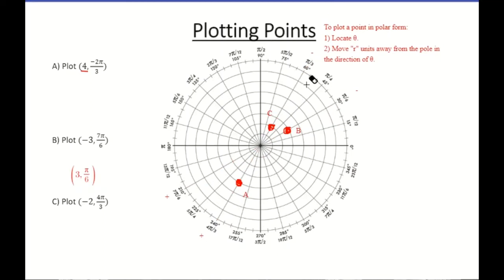So there's a couple of different examples here of plotting points. Before we move on to the next thing, just real quick, let's find a point that is in the same location as C here. So this is negative 2 comma 4 pi over 3, but we could also call this 2 comma pi over 3. So 2 comma pi over 3 would be a point that is in the exact same location, okay?